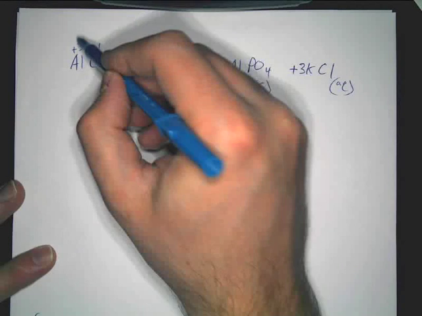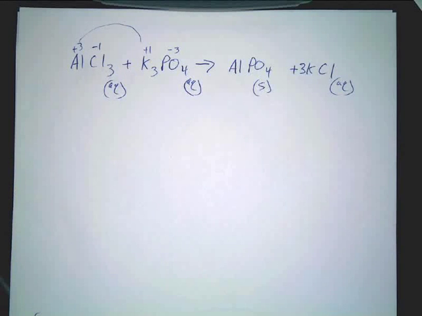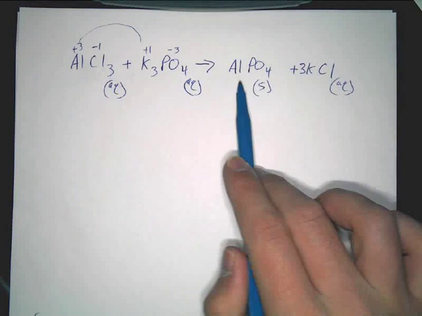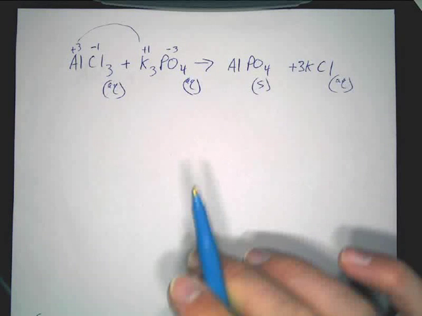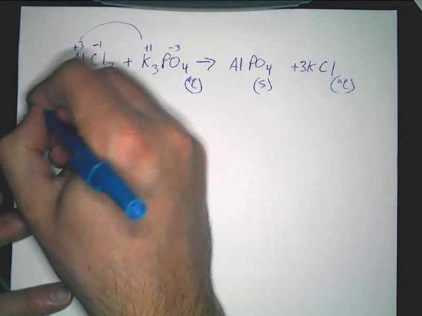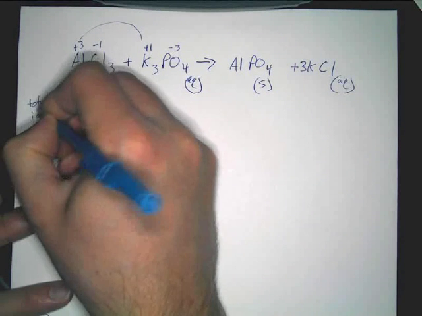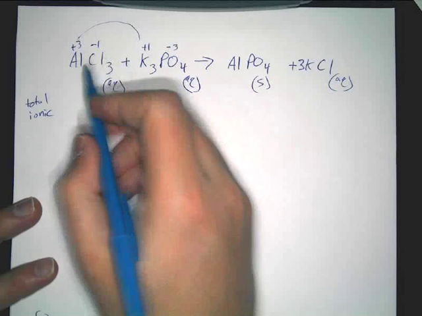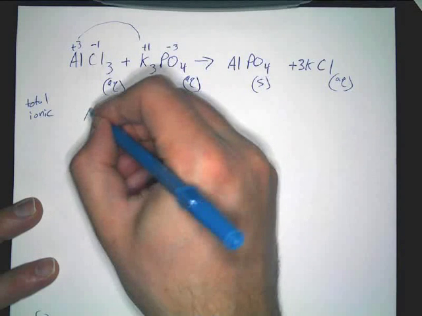Now, this is basically step 1. Okay, we switched our like charges. It doesn't matter if you've got KCl written first. Please understand that. Next, we've got to write out the total ionic equation. So, you're going to break apart everything that is aqueous.